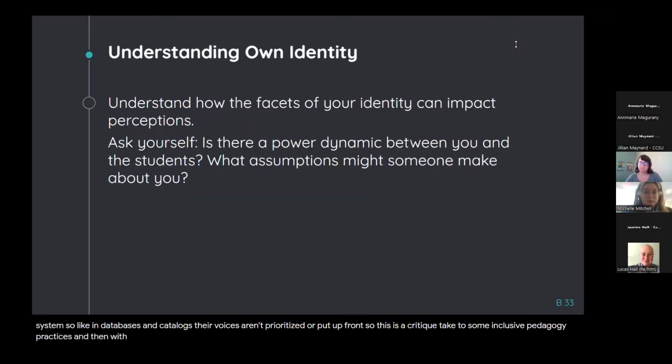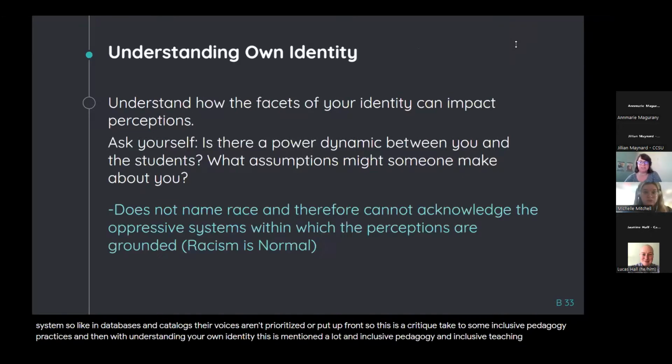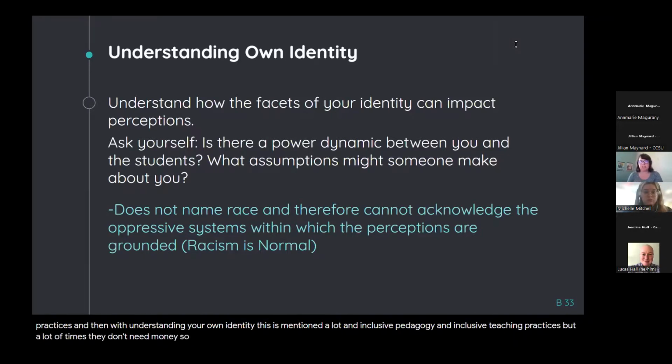And then with understanding your own identity, this is mentioned a lot in inclusive pedagogy and inclusive teaching practices. But a lot of times they don't name race, or it's not centered. It's just kind of a list of these are aspects of your identity to consider.